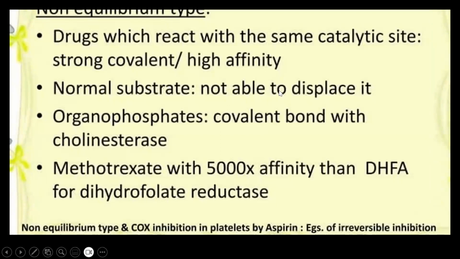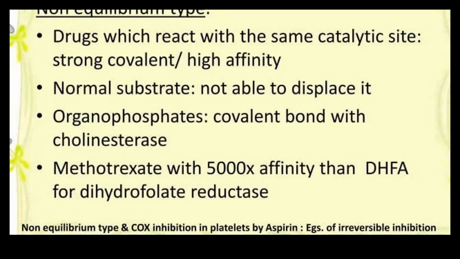And what is the non-equilibrium type? Non-equilibrium type enzyme inhibition can also occur with drugs which react with the same catalytic site of the enzyme, but either form a strong covalent bond or have such affinity for the enzyme that the normal substrate is not able to displace the inhibitor. An example is organophosphorus compounds.